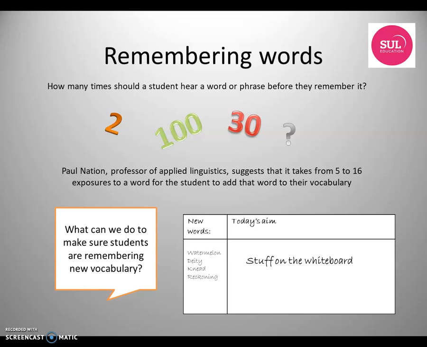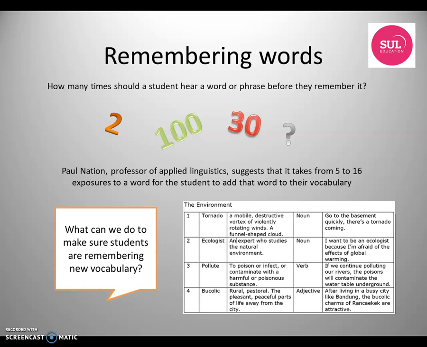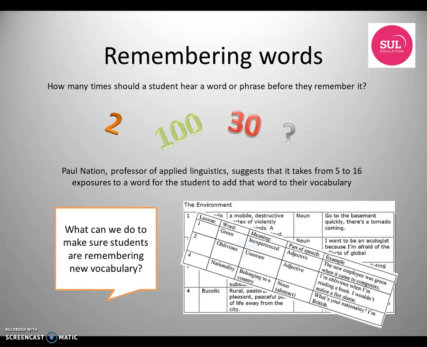You can also record words in notebooks. Now, how do students do this? In categories, for example, the environment here, students can write a definition, a part of speech, and an example. Now, students don't have to write the words in categories. Research says that even if the words are unconnected, the benefit of writing words in a notebook is the same.